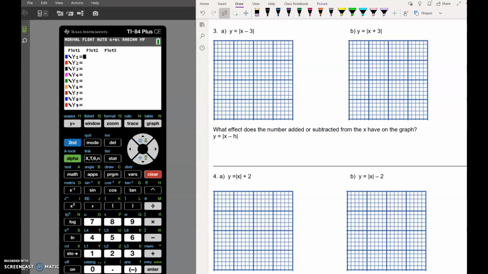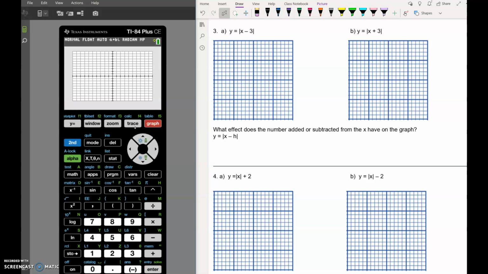Okay, we're making guesses about what this -3 inside the absolute value bars is going to do. Absolute value of x - 3. You want to make sure that that -3 is inside your absolute value bars. And then graph. It shifted the graph to the right. How many units to the right? 3 units. This one still has a slope. It's not really a slope, but we can kind of think of it as a slope of 1. But I want you to write next to here that this shifted the whole graph right 3 units.